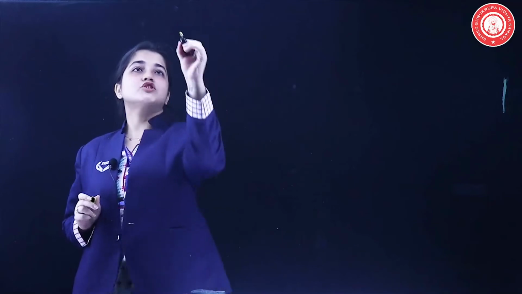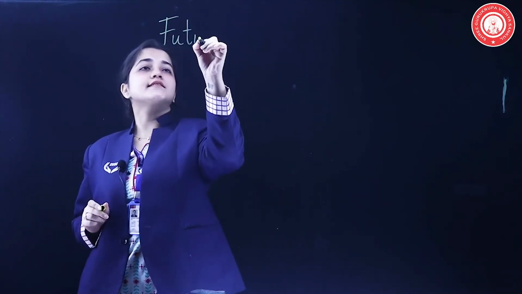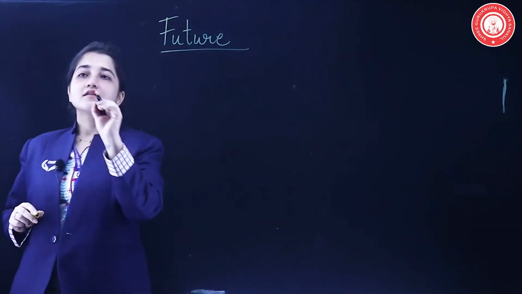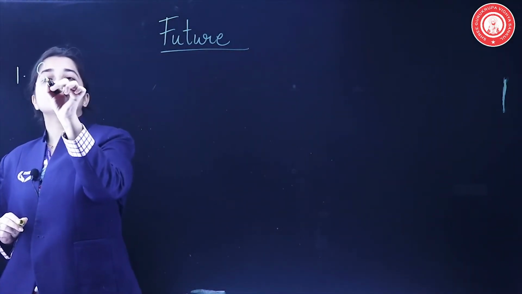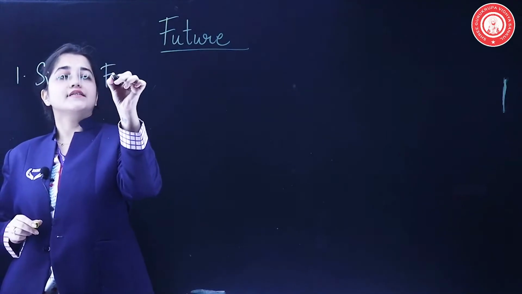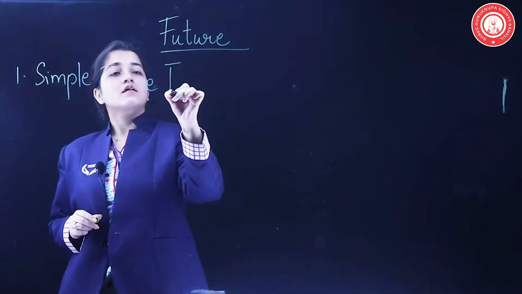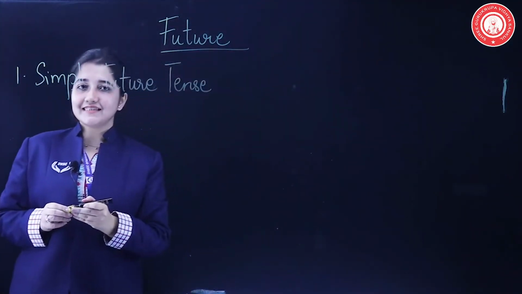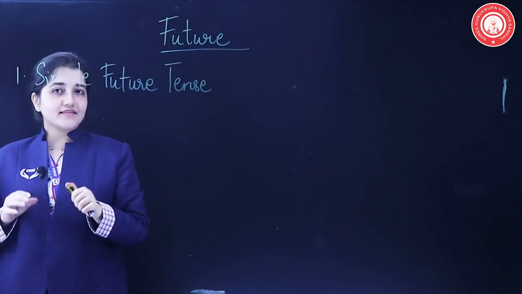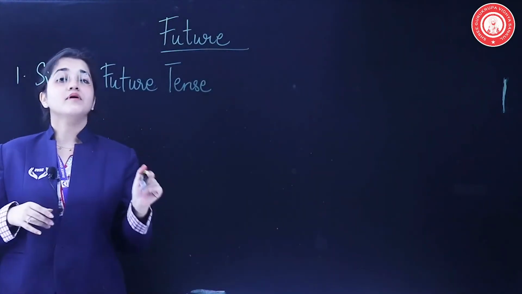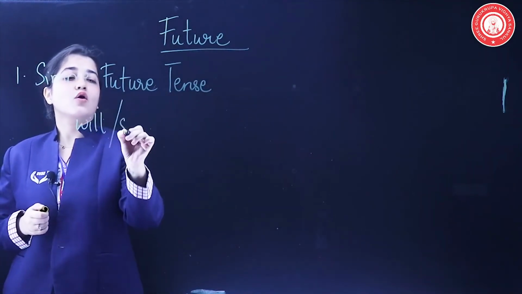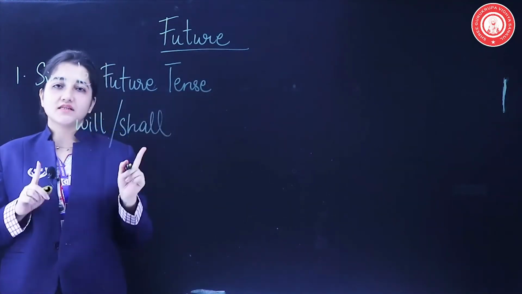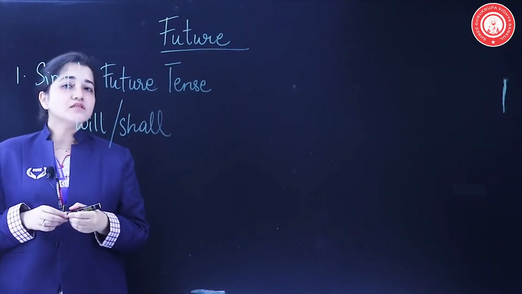Alright, so coming to the final, last time frame, which is of course the future tense. The first type of tense in the future time frame is of course the simple future tense. One of the easiest ways in which you can depict that this is a sentence in the future time frame is the usage of the helping verb will or shall. They can be used interchangeably, but we usually use will.